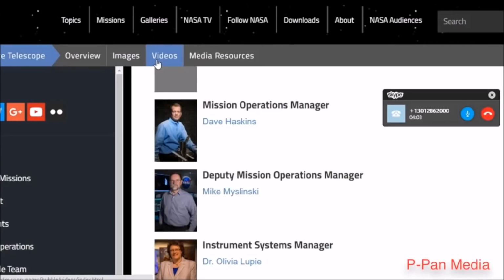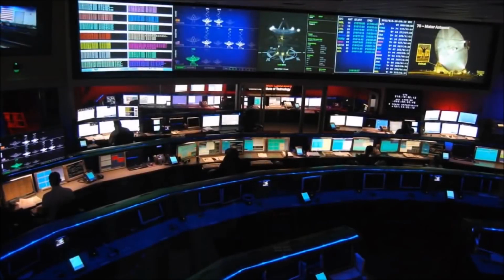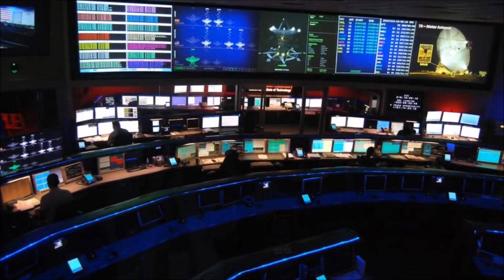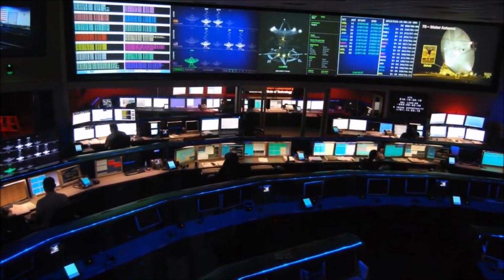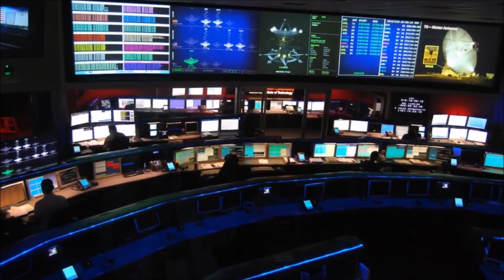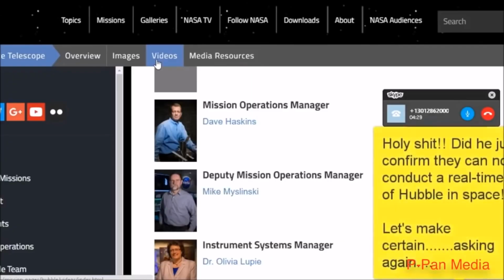Let me ask this general question: are you able to view Hubble in real time? To view Hubble in real time? Yeah. Are you able to obtain and view a real-time image of Hubble as it is right now, wherever it is? No, we can't do that.